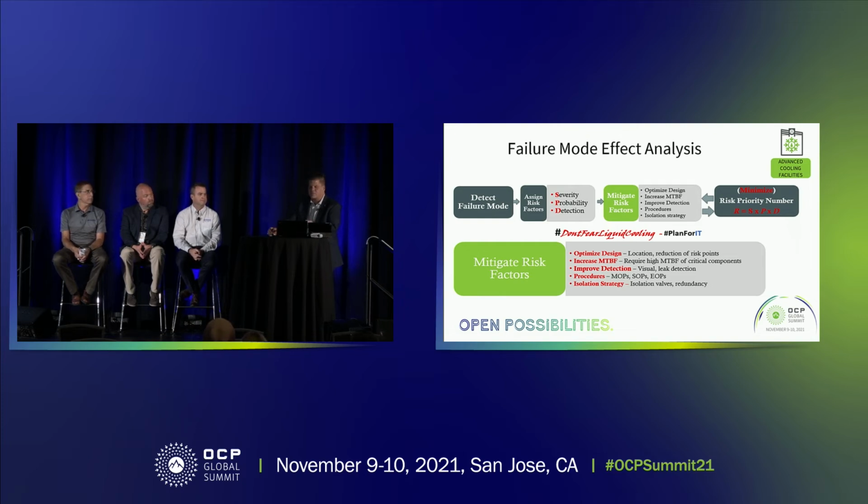Yeah, so you look at these mitigating risk factors. You can not over-design, but optimize design is one way to look at it. You can increase MTBF. Where MTBF can be applied, you look at how to use components that are more reliable. You can improve detection. If there's a place where you think there's a risk factor, then you improve the detectability. You might make it so that you can actually see something that's hidden, or you can put cameras, or you can put leak detectors.